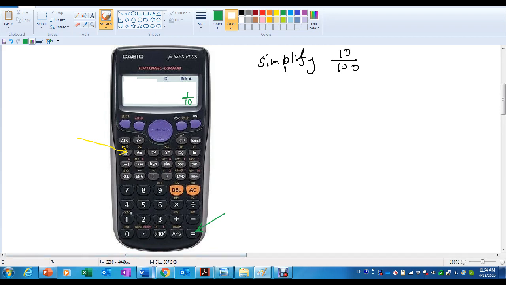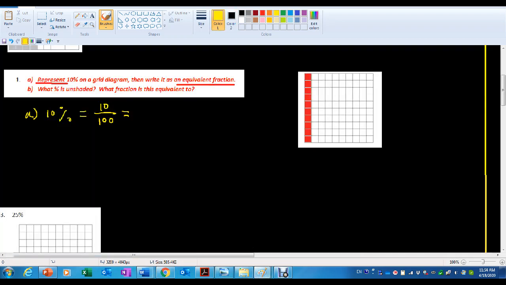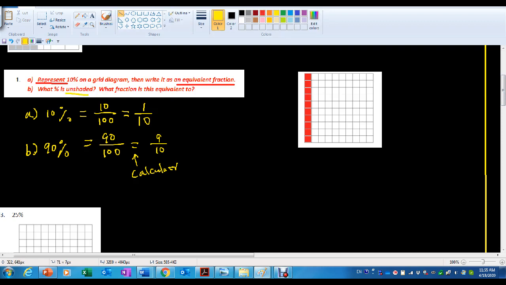Going back here, if you use your calculator, you could see that will be 1/10. What percentage is unshaded? The rest of them is unshaded, so it's 90%. That's 90 divided by 100. Again, use your calculator to help you simplify it. So A is about the shaded region, and B is about the unshaded region.